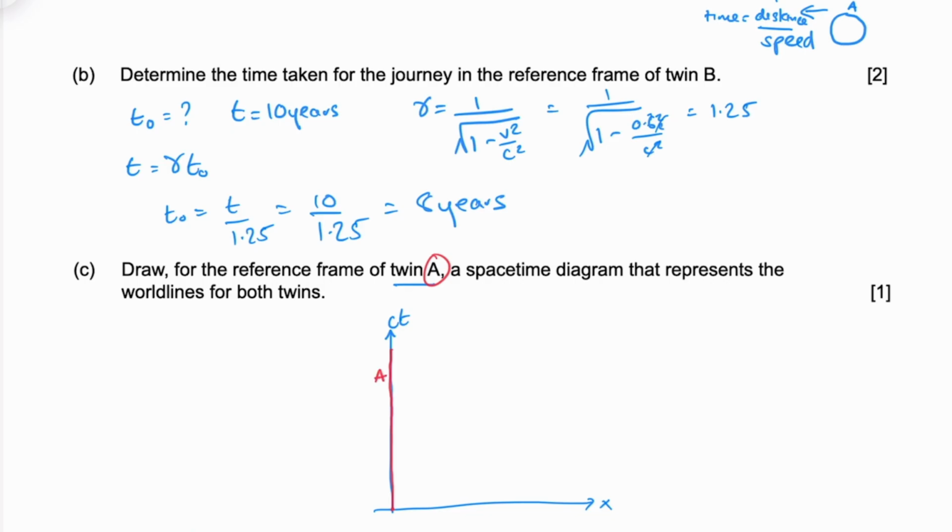Now we're going to look at the world line for twin B, drawn in the perspective of twin A. What twin A sees is twin B moving away at a constant speed, and then they turn and change direction and they come back, but they're still travelling forward in time. So twin B looks like that.